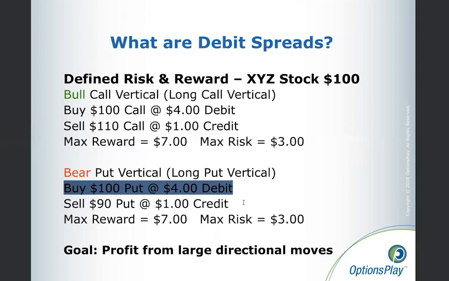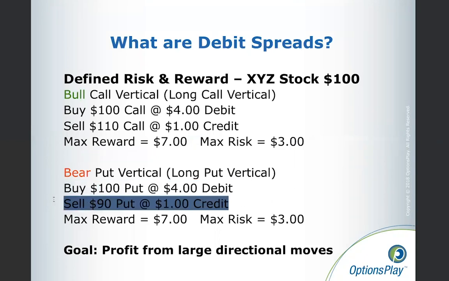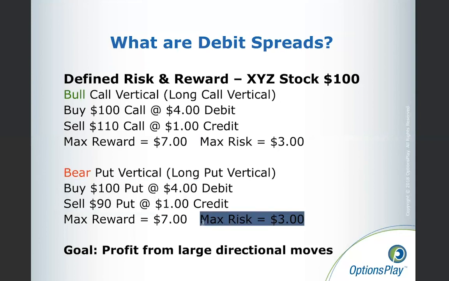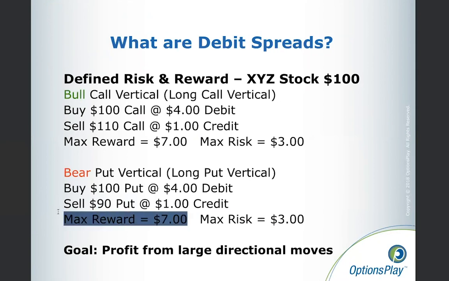But now with the put vertical, what I'm going to do is sell a $90 put against that. I'm going to collect, let's say, a $1 credit again for that $90 put. So now instead of paying $4 for an outright put, I'm only paying $3 for the whole spread. So again, that brings my max risk down to $3 instead of $4 with the put. And again, because the distance between the two strikes of a $100 put and a $90 put is $10, the remaining width is my max reward. So if I'm paying $3 for that spread, it's a $10 wide spread. That leaves me $7 worth of potential reward on that trade.